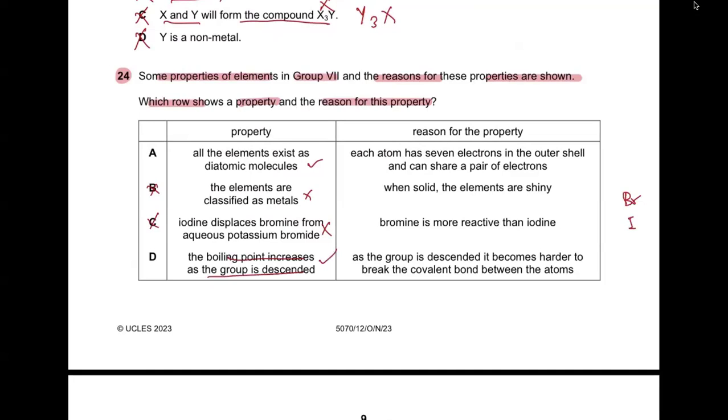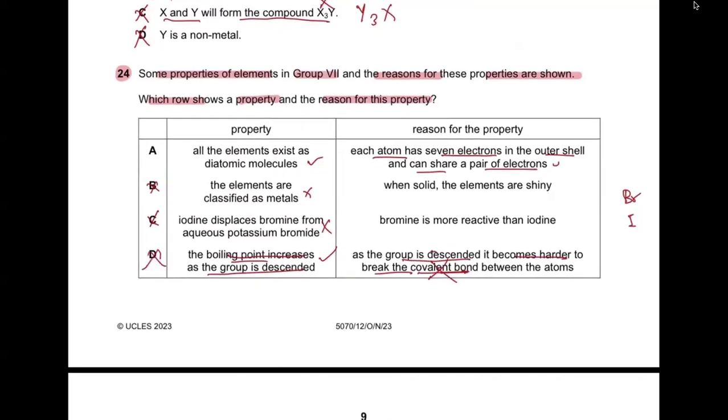Now we have to figure out which one the explanation is right. Each atom has 7 electrons in the outer shell and can share a pair of electrons. Yes, they can share a pair of electrons when the bond is formed. As the group is descended, it becomes harder to break the covalent bond? No, the boiling point and the melting point, I have always told you, depend upon intermolecular forces, the forces between the molecules, not the covalent bond. So D goes wrong. And A is the correct answer.